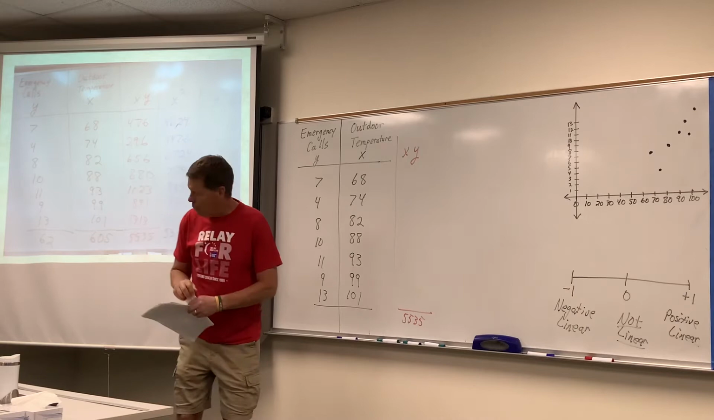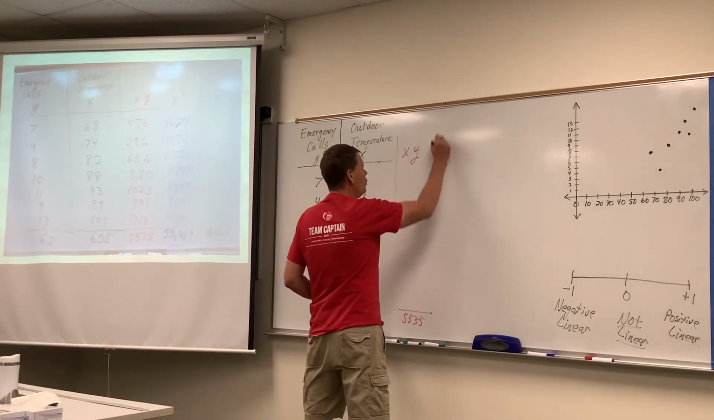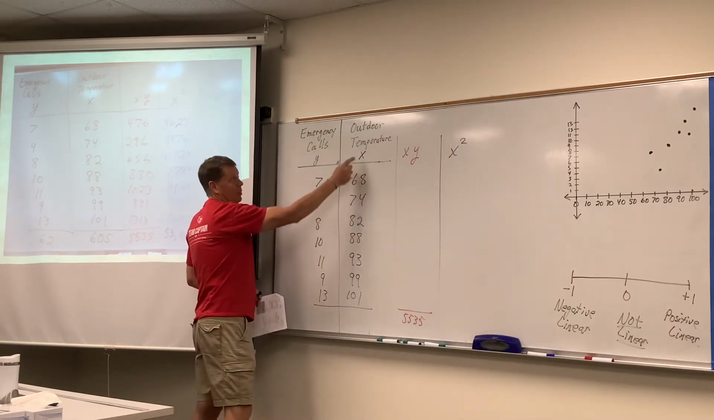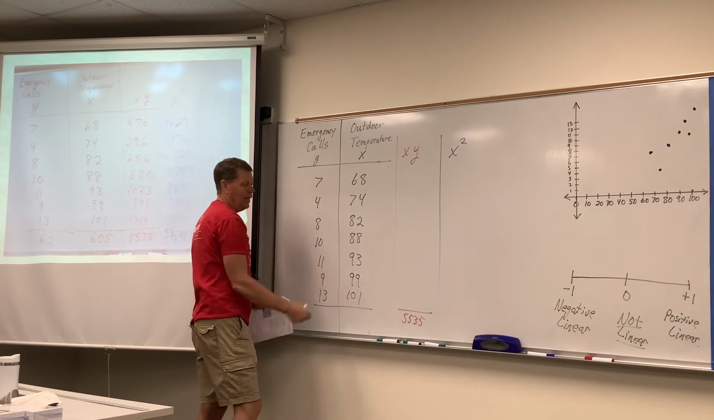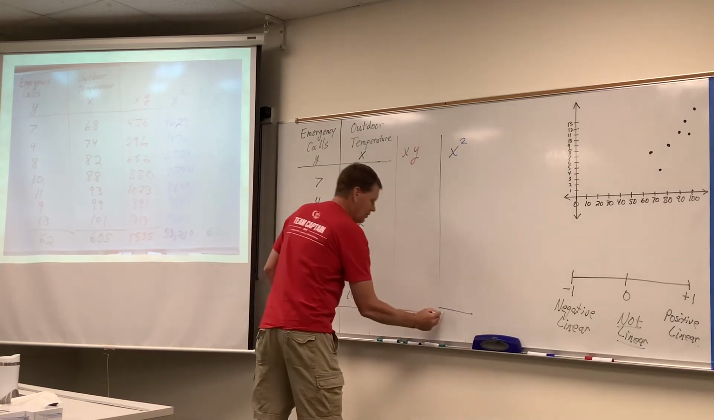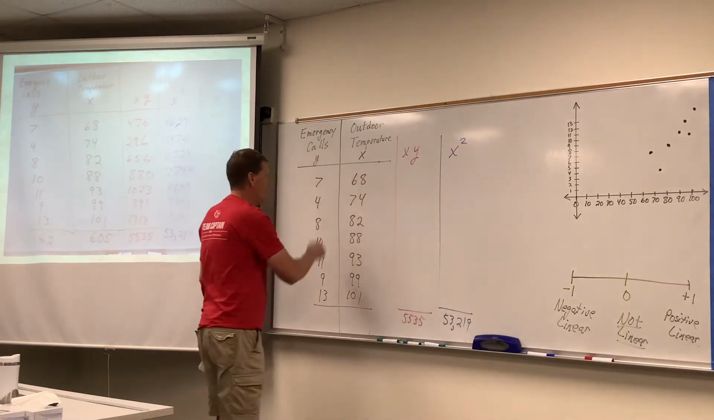And then apparently, for whatever reason, I decided to call the x squared column, I did it in blue. Again, same thing, you go through and square each of these x's here. Now remember, this is x, right? That's important. And you'll notice that the sum of that column is up there on the screen as well as in front of you, 53,219. This is where you go through and square each individual x.